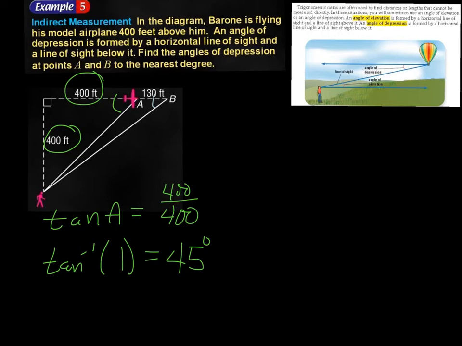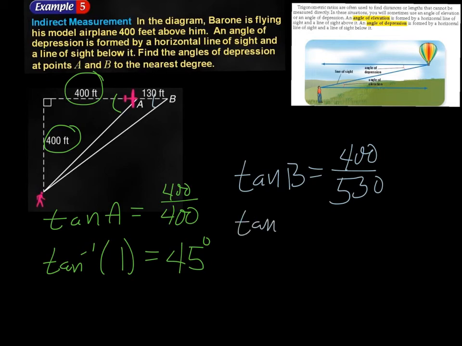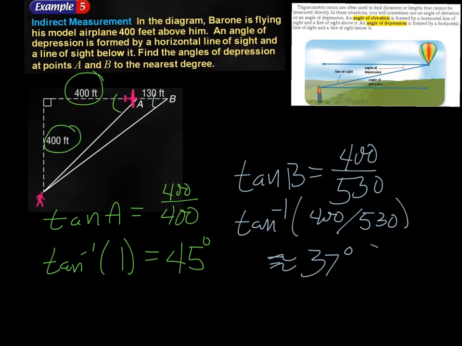Now for angle B, we're still using tangent. And our opposite is still 400, but now our adjacent is going to be 530, 400 plus 130. So in the calculator, we're going to type second tangent, so it looks like tangent to the negative 1, and I'm just going to type that in, 400 divided by 530, and I hit enter, and I get approximately, well, they said to round to the nearest degree, so it's pretty close to 37 degrees.